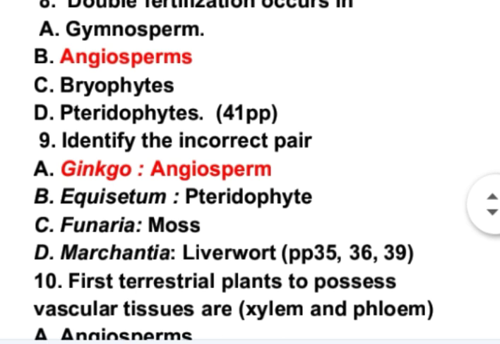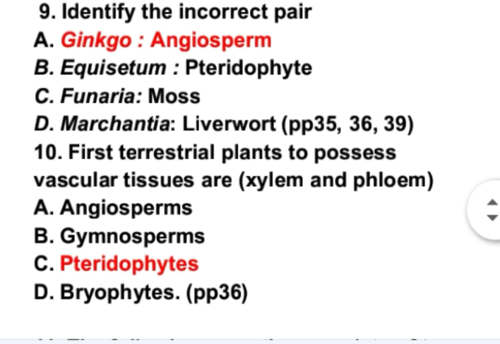Next is we have to identify the incorrect pair. So we have to identify the incorrect pair, the pair which is wrong. Options are ginkgo, angiosperm; equisetum, pteridophyte; funaria, moss; marchantia, liverwort. See, the option A is the incorrect pair, ginkgo angiosperm. Ginkgo is not an angiosperm, it is a gymnosperm.